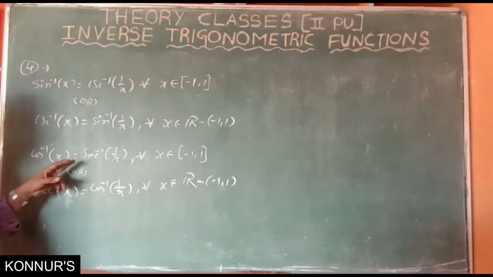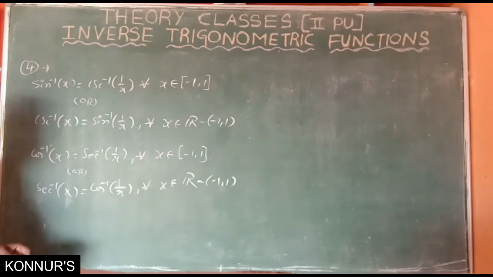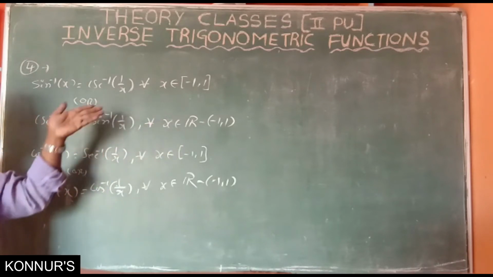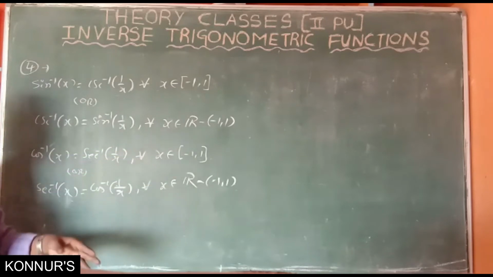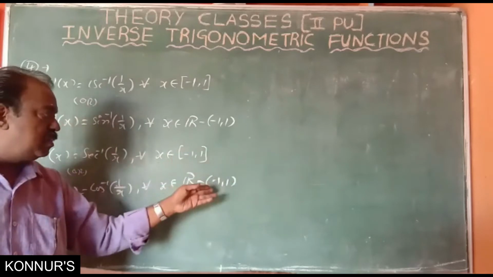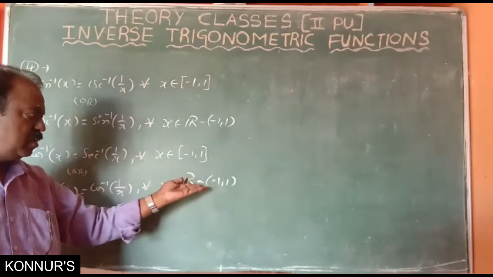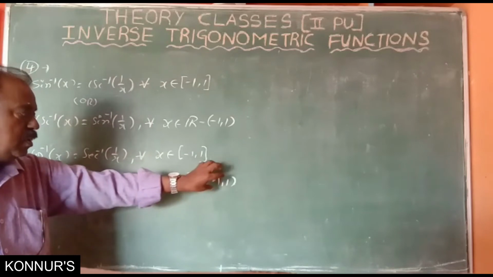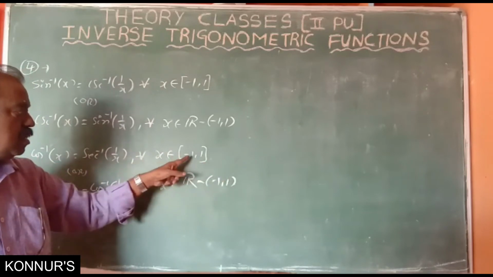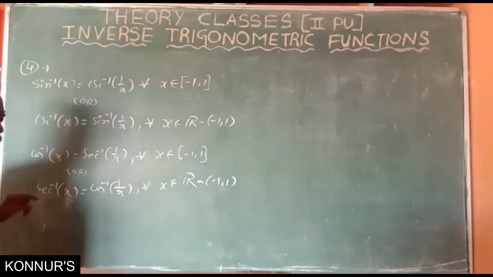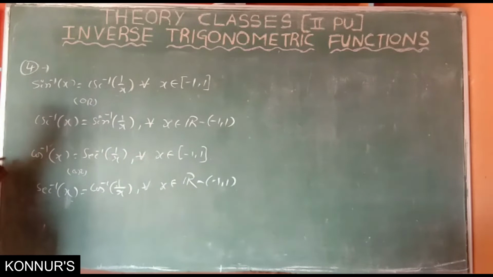Because cos and secant are reciprocal to each other. If cos is in between minus 1 and 1, secant will not be in that interval. It is less than minus 1 or greater than 1. That is the meaning of R minus the interval (minus 1, 1): it is excluding this interval, which means it is less than minus 1 or greater than plus 1. Okay, now the important part.